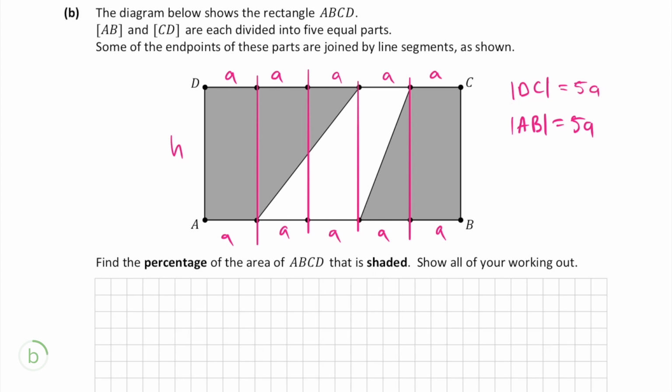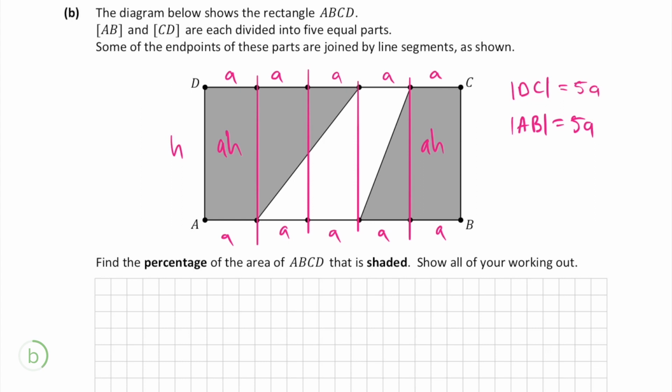As a result of this, we can say that the length DC equals 5a and the length AB equals 5a as well. Now we have to find the area of each of the shaded parts. Since the area of a rectangle is the length by the height, the area of the first and last rectangles are just ah, seen as they're fully shaded.